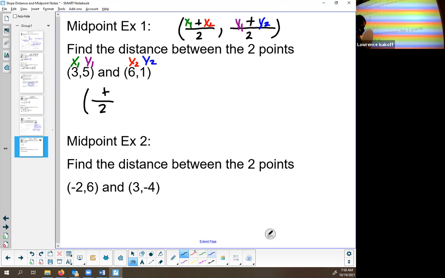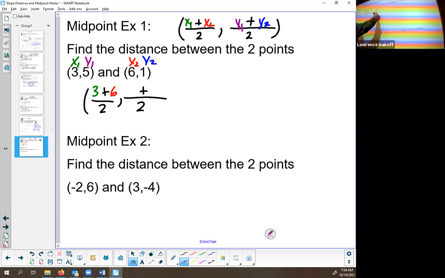So that gives me 3 plus 6 divided by 2, comma. Now I'm going to do y1 plus y2. One of these is going to be a decimal, the other is going to be a whole number. Not a big deal. So that's going to be 5 plus 1.